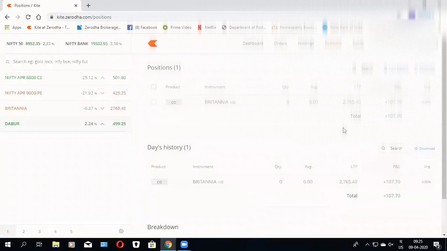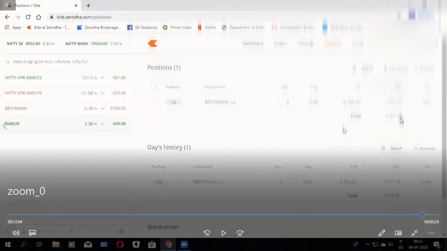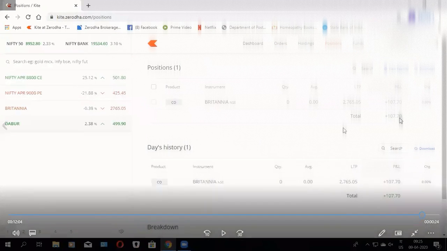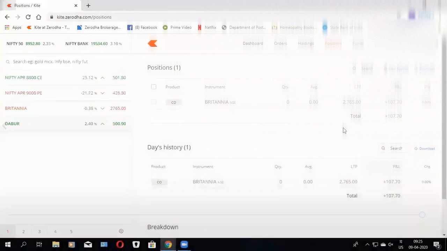So it's 107. Check the rate of return. If you check 107 on the margin utilized, which is around 400 rupees, so 107 upon 400 comes to 25%. So 25% can be called the rate of return of one single trade.